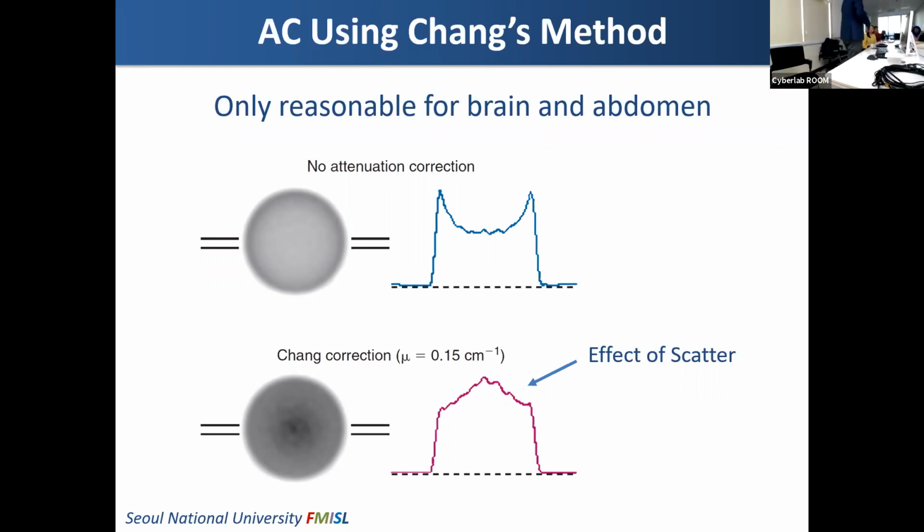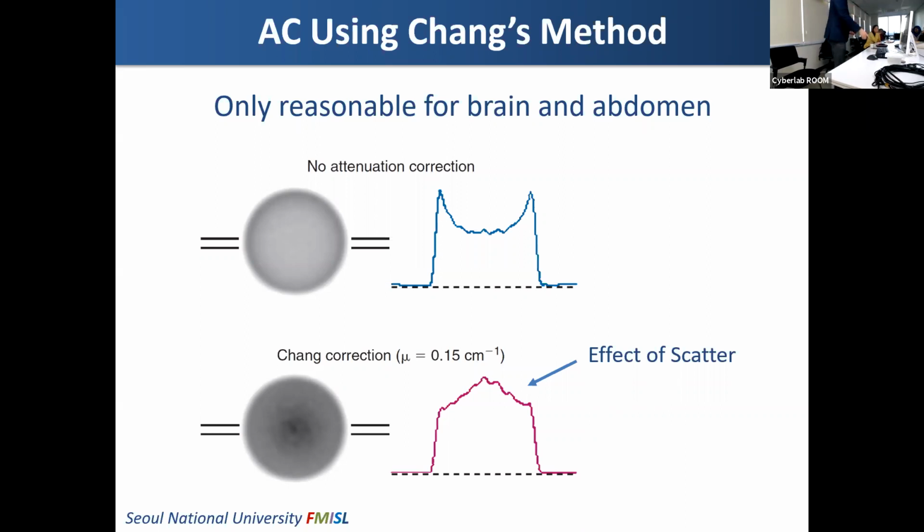That is exactly because of the scatter. Okay, so there are more scatter photons at the center of the object. So that scatter causes this kind of overestimation. And how can we remove that influence of the scatter?